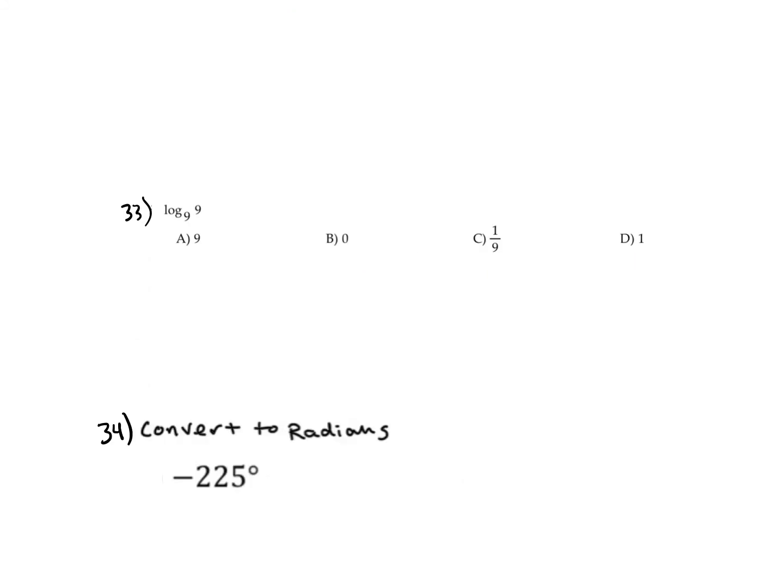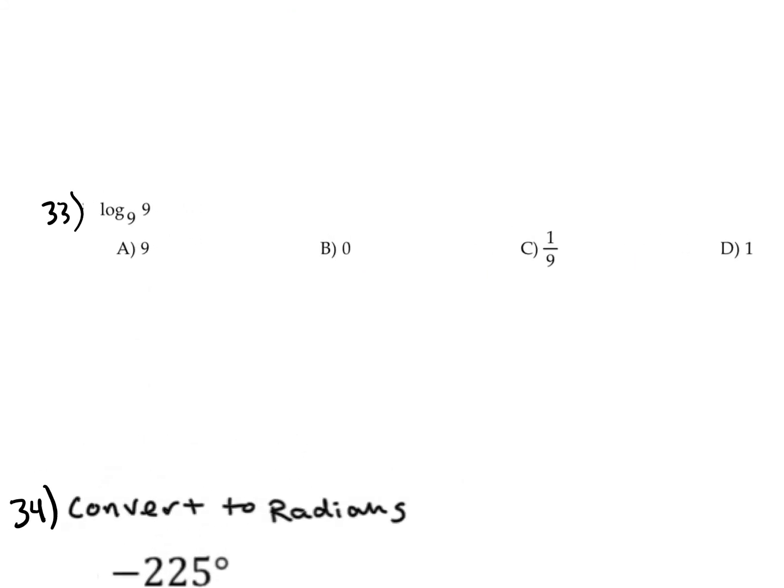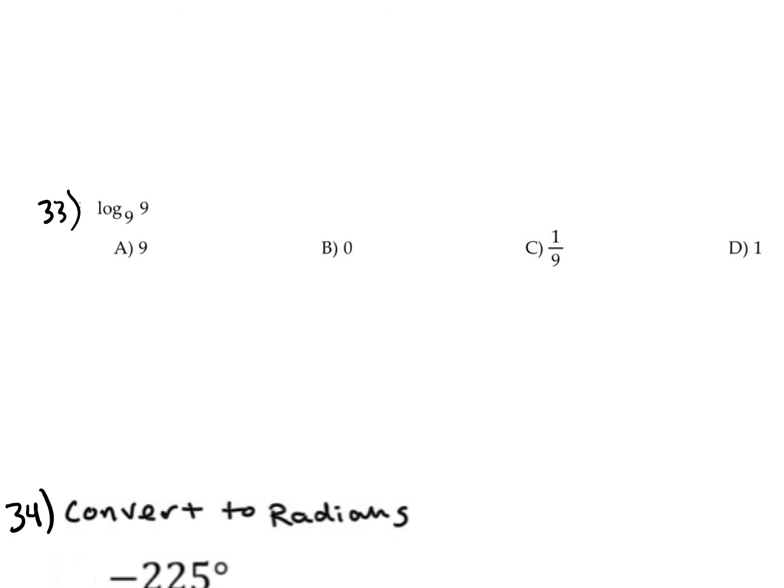So 33 is multiple choice also. So log base 9 of 9. What's our answer? 1. Awesome. Because log base 9 of 9, this 9 has an exponent of 1, so log base 9 of 9 cancels, and we're just left with 1, so that would be D. If I had, let's say, log base 2 of 2 to the 5th power, log base 2 of 2 cancels, so then my answer would just be 5. So it's whatever your exponent is, that's your answer.